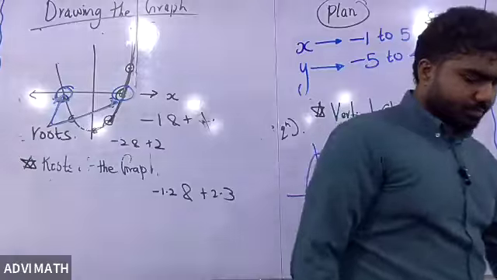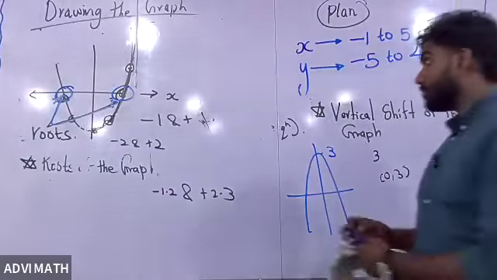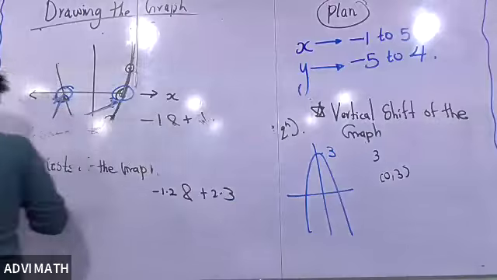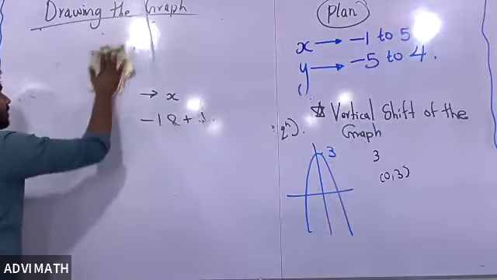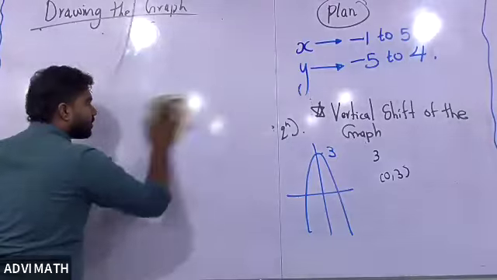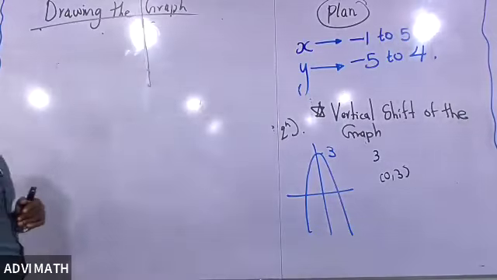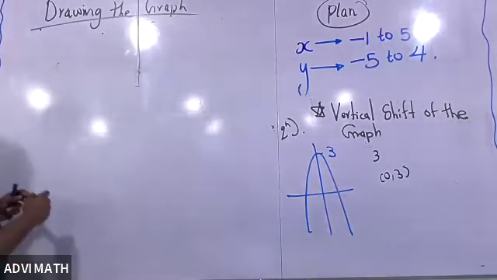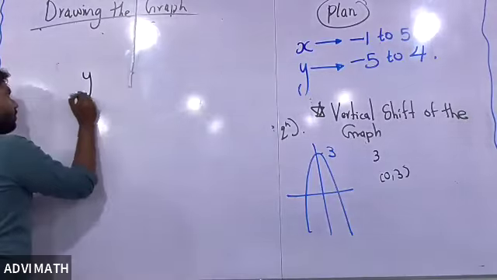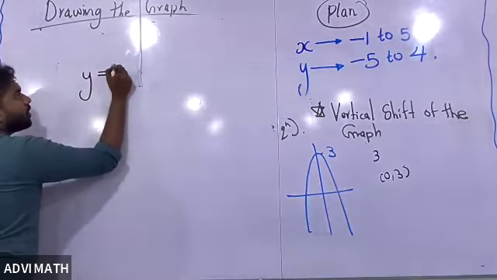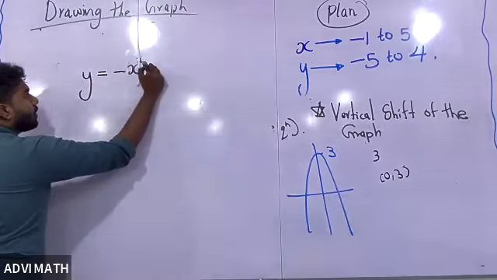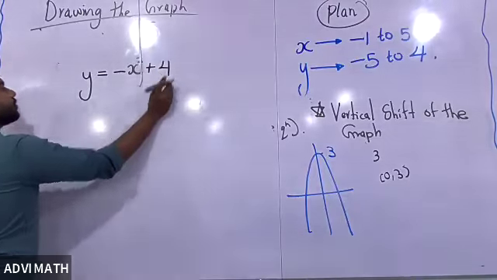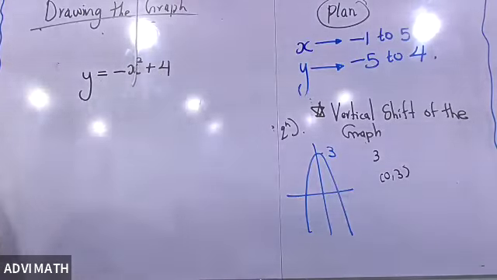Then children, listen to me carefully. Now we are coming into one of the hardest parts. Point by point, the level is increased. The hardness level is increased. Then if I say y equals minus x squared plus 4, can I draw this graph? Yes. How can I draw this?